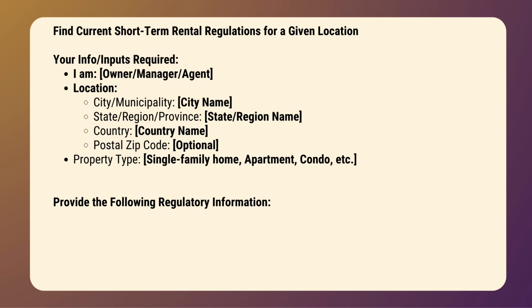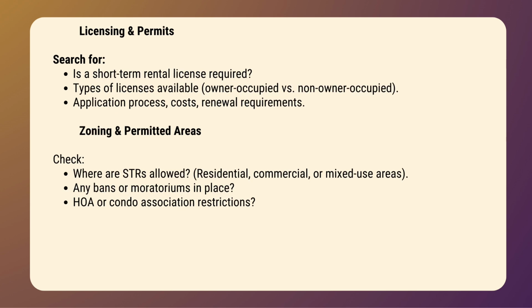Now you want to ask the AI about the regulatory information. You want to ask about licensing and permits. So you want it to search for short-term rental licensing required, the types of licenses, and you want it to provide the application process and renewal requirements. Then you'd like the AI to search for zoning and permitted areas to check if STRs are allowed. Are there any bans or moratoriums?